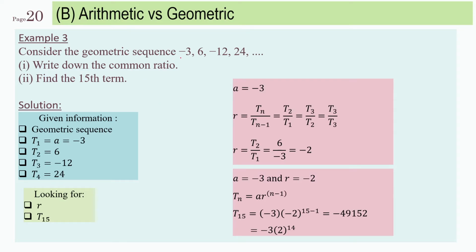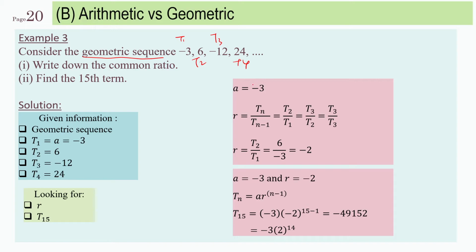Consider the geometric sequence. Finally we reach a geometric sequence: negative 3, 6, negative 12, 24. Write down the common ratio. Last time we already said once they are alternating, it must involve a negative. We only know that this one is the first term, T1, T2, T3, T4. So they are looking for the common ratio and to find the 15th term.